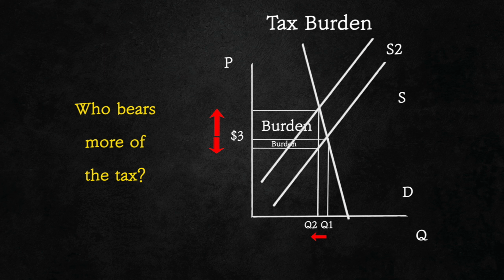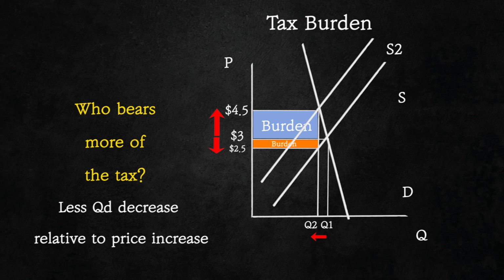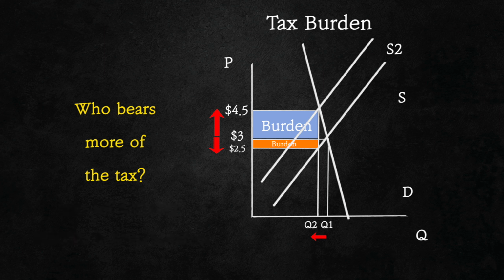For example, with a $2 per unit tax, the producers can impose $1.5 on the consumers per unit of cigarettes, while the remaining $0.5 can be lost by the producers. Consumers bear more of this tax because producers know that the quantity demanded doesn't decrease by a proportionate amount, so they have the incentive to increase the price more than their burden. Therefore, the more inelastic the demand relative to supply, the greater the burden paid by consumers.